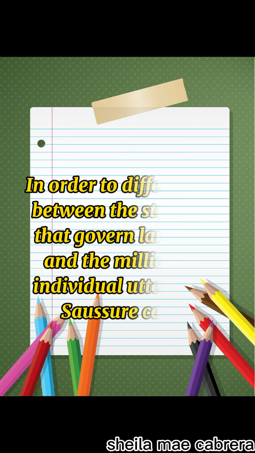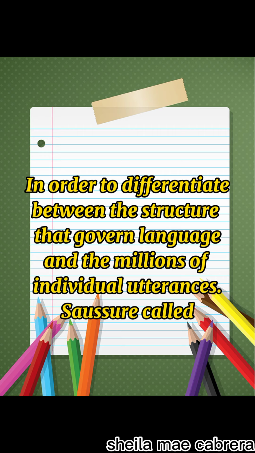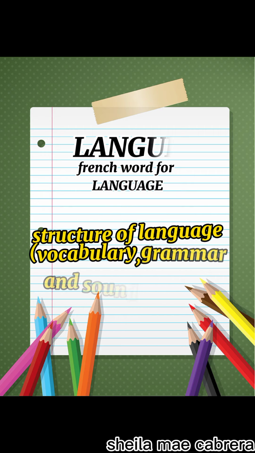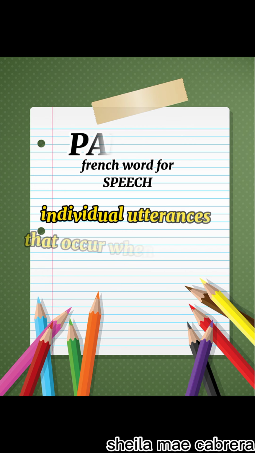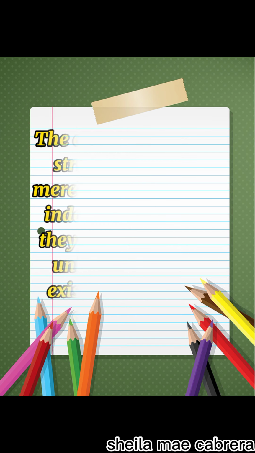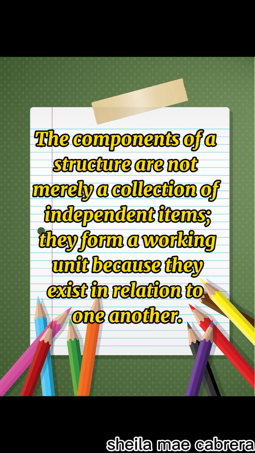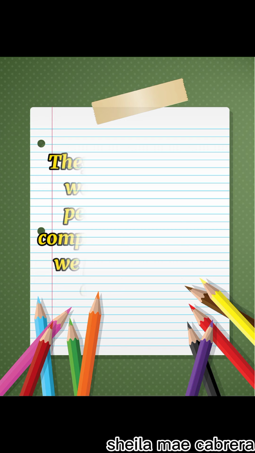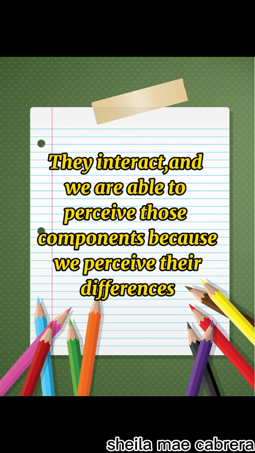In order to differentiate between the structure that governs language and the millions of individual utterances, Saussure called the structure of language langue, and he called the individual utterances that occur when we speak, or the actual oral and written way of communication, parole. The components of a structure are not merely a collection of independent items. They form a working unit because they exist in relation to one another. They interact, and we are able to perceive those components because we perceive their differences.